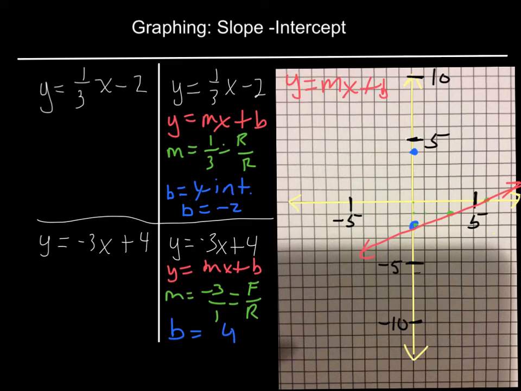So I'm going to go ahead and plot those points. Down 3, 1, 2, 3, 1 to the right. There's my point. Then I can draw my line going through those points, just like that. Use a ruler as best you can to make it as straight as possible, and there's your graph. So we can graph using the slope and the y-intercept. Start with the y-intercept, which is your b, and then you graph your slope.